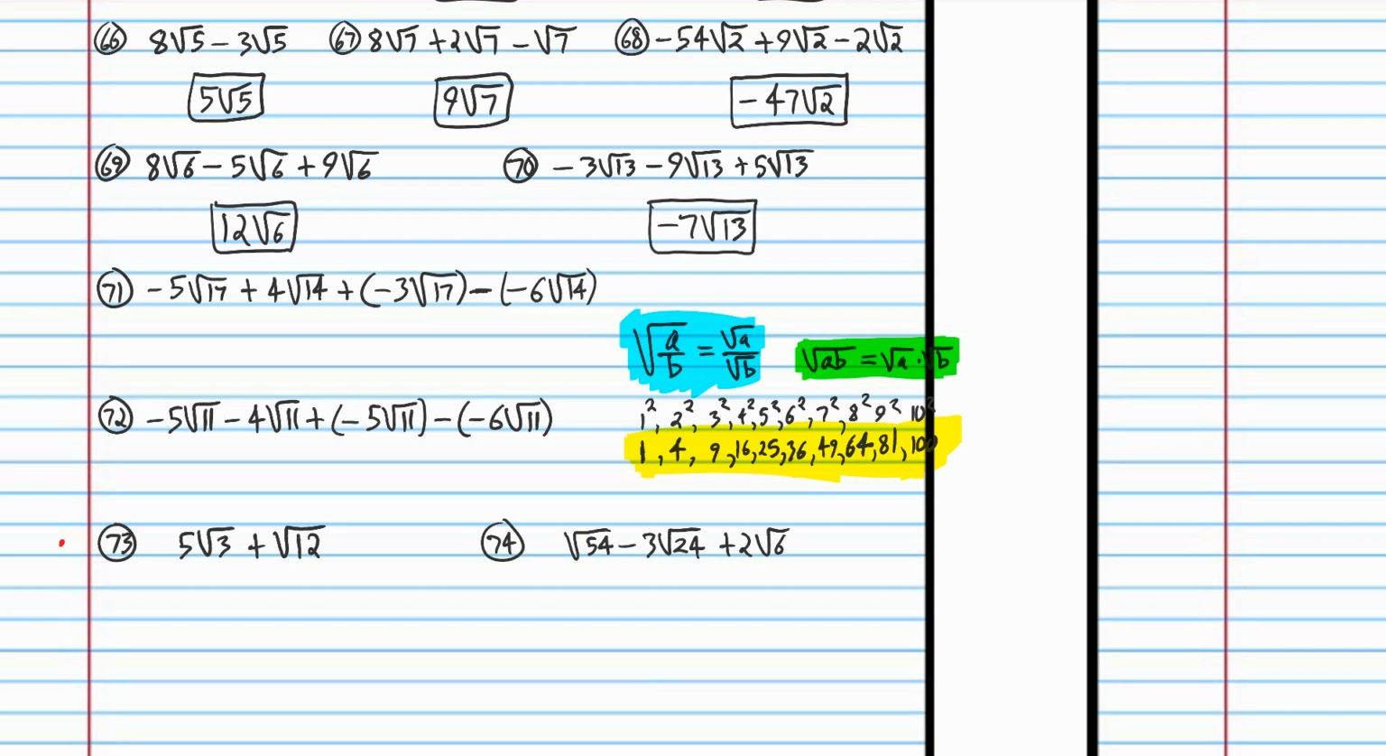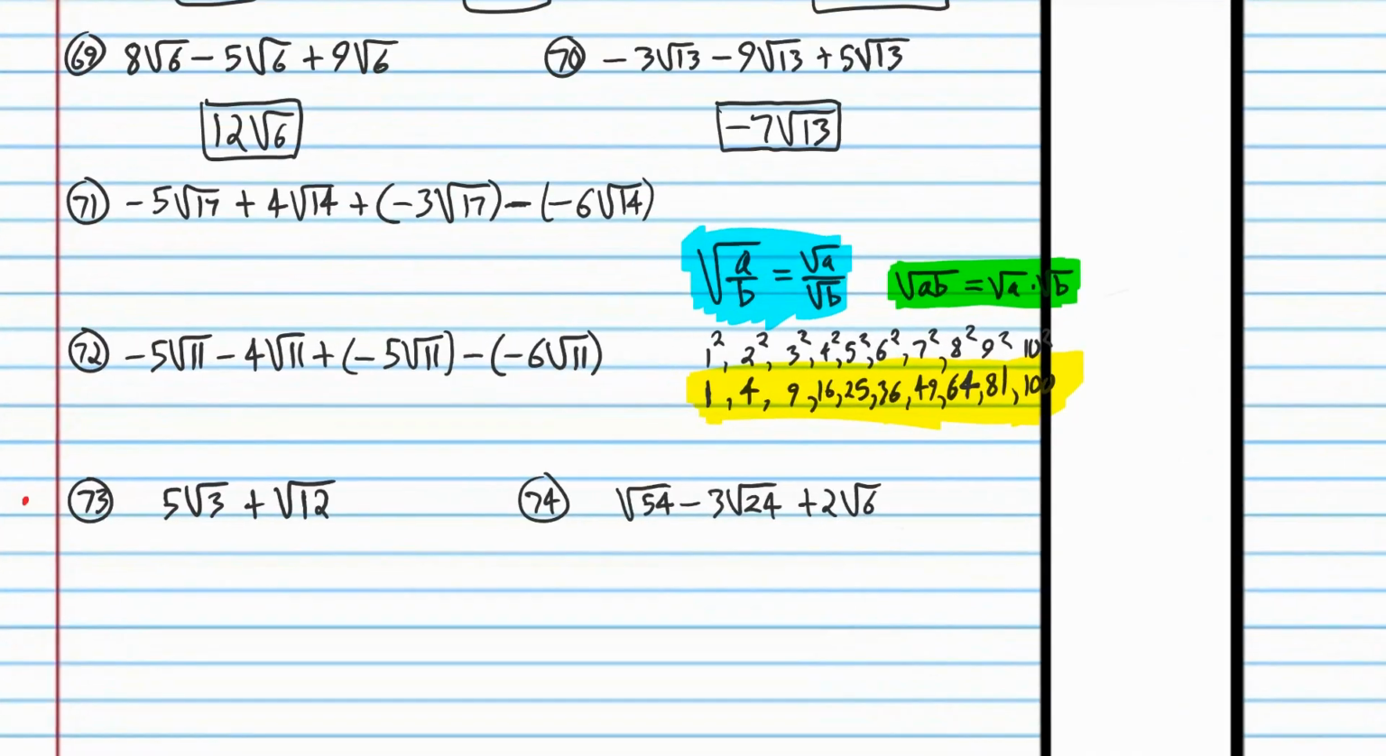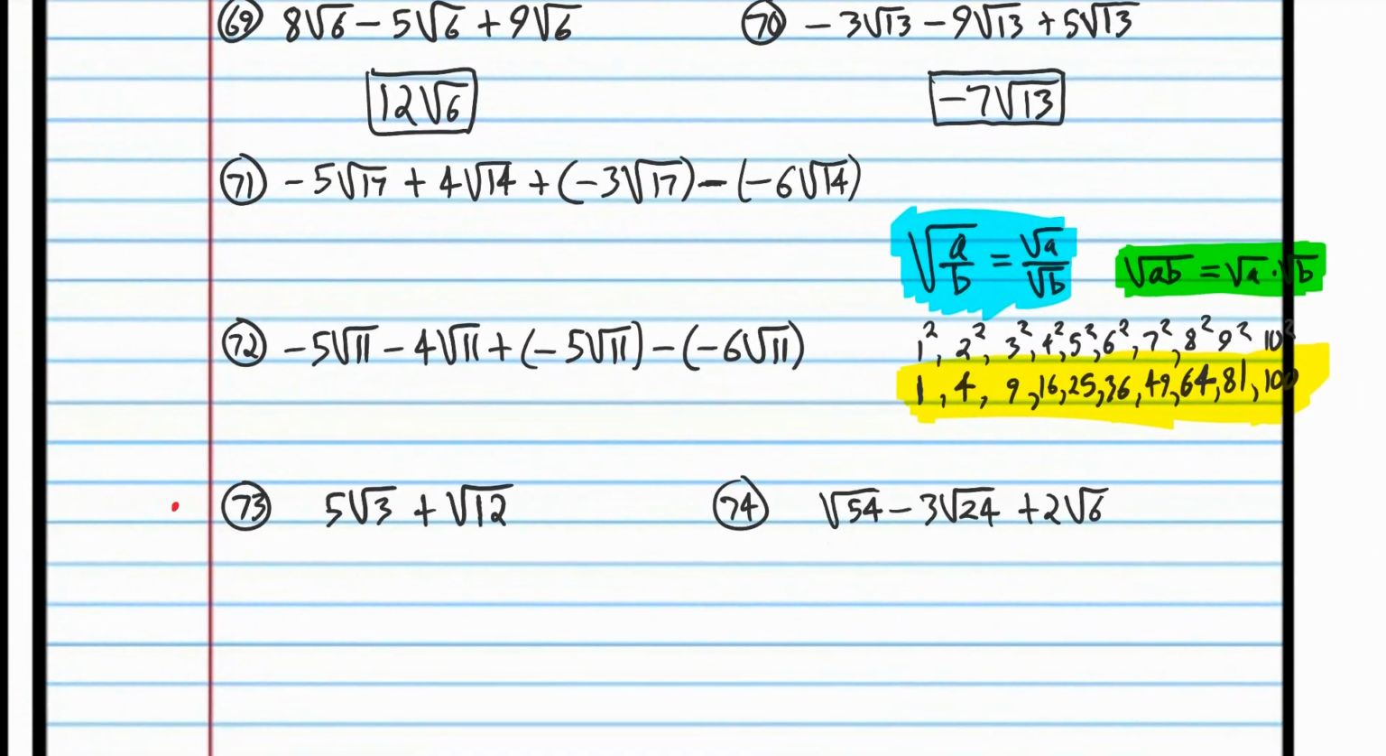Let me rewrite that box. And it looks like that's correct. So for number 71, something different is going to happen. Because for number 71, we have root 17s, but we also have root 14s. So just be aware, you can add the root 17s together, the blue ones, and you can add the green ones together, but you cannot add the blues and the greens together because they're unlike terms. So just be aware of that. So try number 71, and when you come back, we'll do it together.